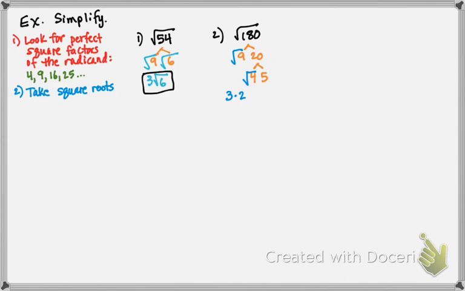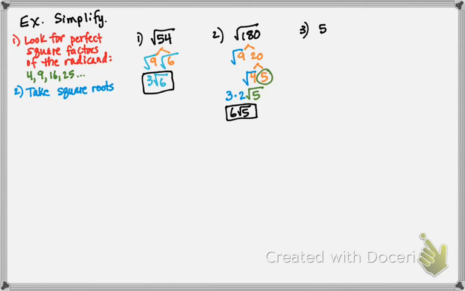Now, we had an issue with the 5. We can't take its square root. It's not a perfect square, so it gets to remain behind underneath the radical. So then my answer is 6 radical 5. All right, let's do another one of these.